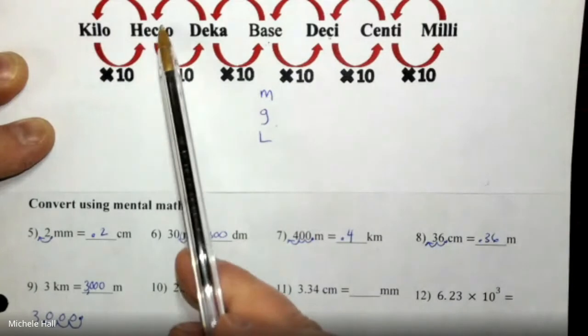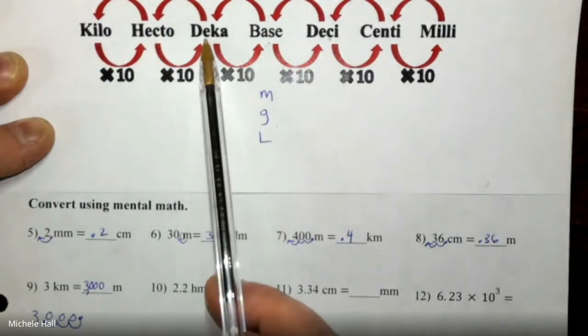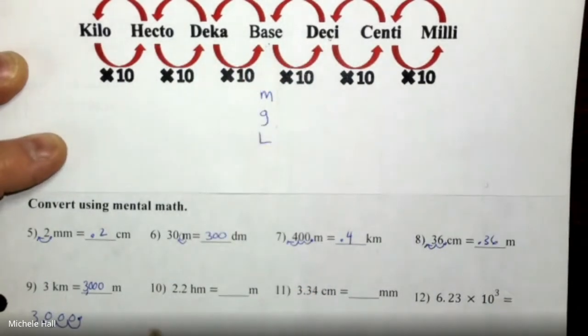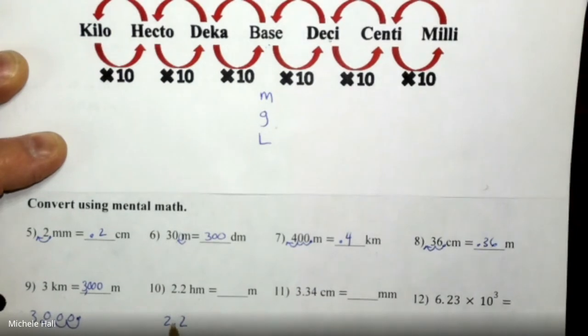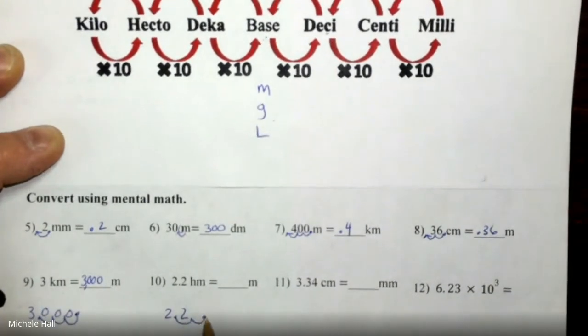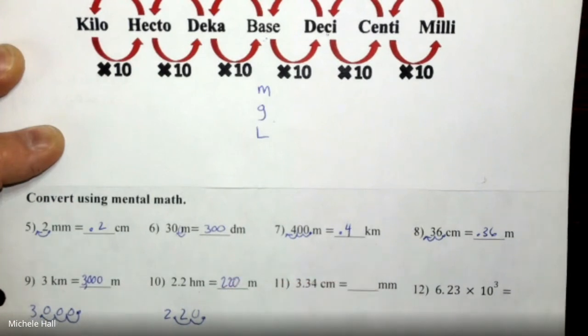We are going from hectometers to meters. Here's hectometers, and I'm trying to go to the base of meters. That means times 10 times 10, or multiplying by 100. 2.2 multiplying by 100 means moving my decimal twice to the right. Once, twice. And I have to fill in a 0. 220 meters.